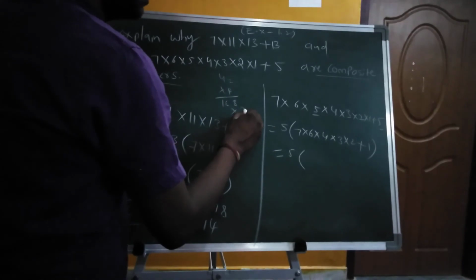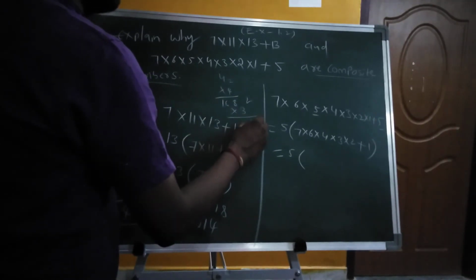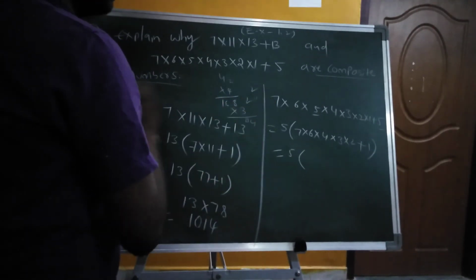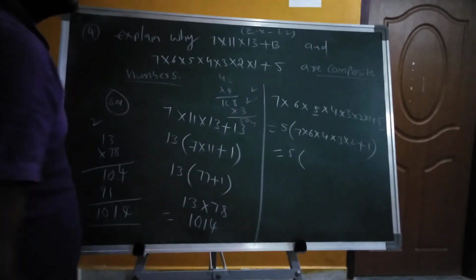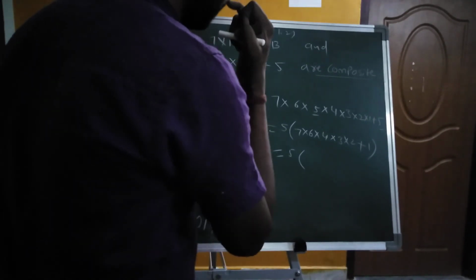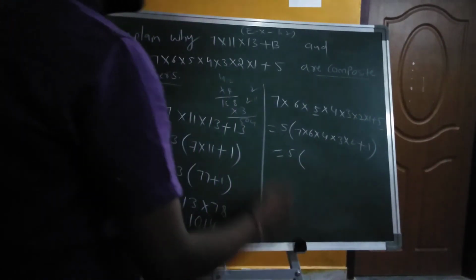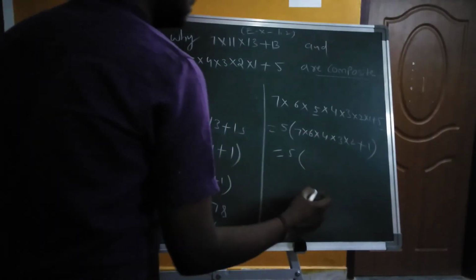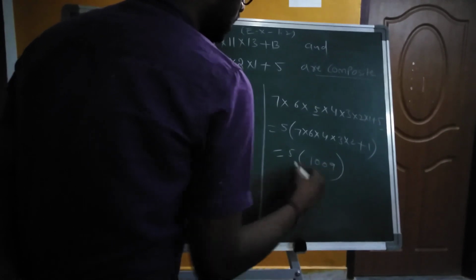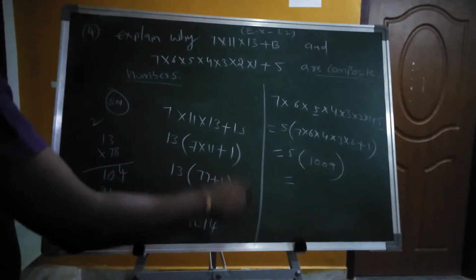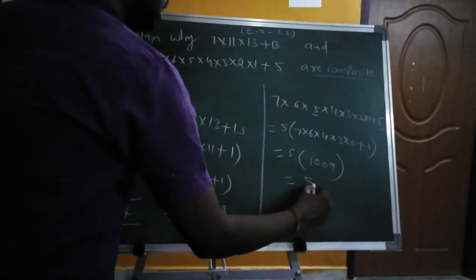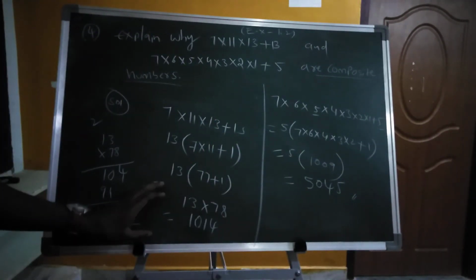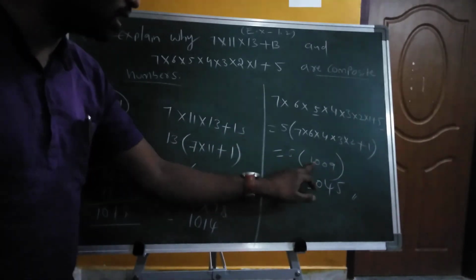Again 3 times 168 is 504. 504 into 2 is 1008. 1008 plus 1 is 1009. So the answer is 5045. Clearly see here, both numbers are products.